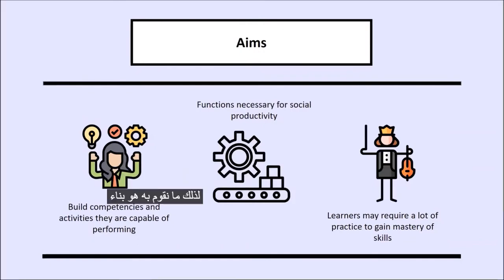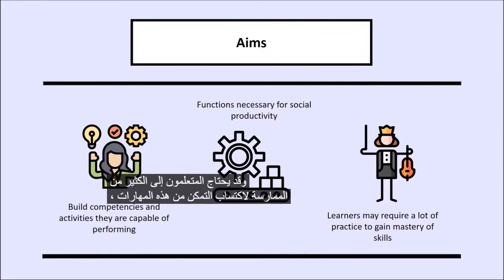So what we therefore do is build competencies and activities that learners are capable of performing. We want them to be able to perform certain activities and build on certain competencies. And we want them to function. The function of these is social productivity. So we might think more of vocational kinds of courses for this. And learners may require a lot of practice to gain mastery of those skills.